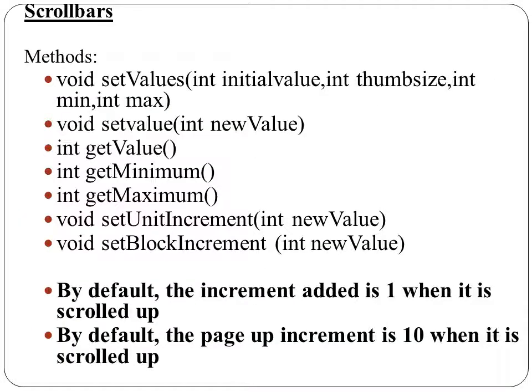Then if we want to know the minimum value, we can make use of the getMinimum method. To know the maximum value of that scroll bar, we can use getMaximum. If you want to know the current value of the scroll bar, getValue can be used. Whenever you move the scroll bar arrow up or down, the default change is 1. That is, the increment will be 1, or it will be decremented by 1. When you move up the scroll bar, the increment is 1, or when you move down, the decrement is also 1. And the page up increment is 10 pixels when it is scrolled up.